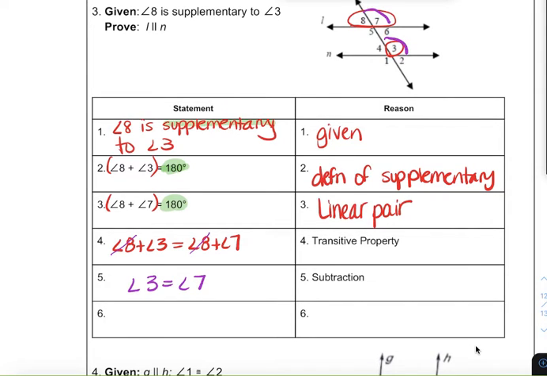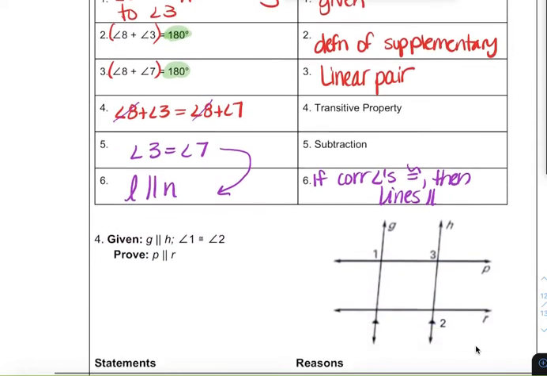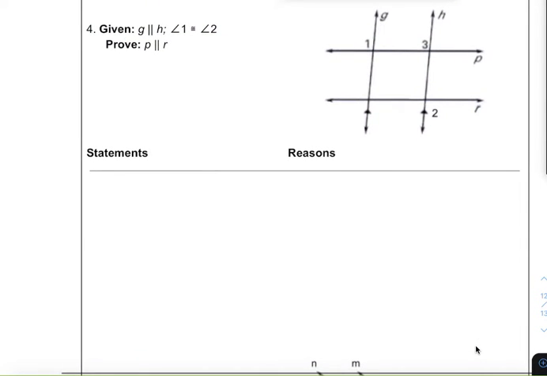If 3 is congruent to 7, then that means that L is parallel to N. Because if corresponding angles are congruent, then lines are parallel. Has to be in that order. I started knowing about the angles, and then I talked about the lines. Okay?